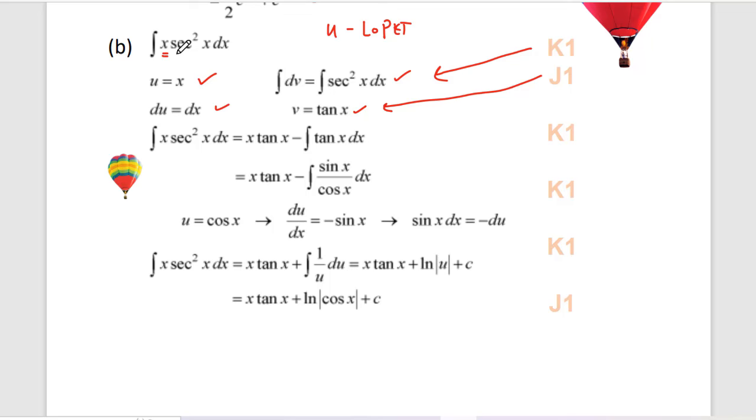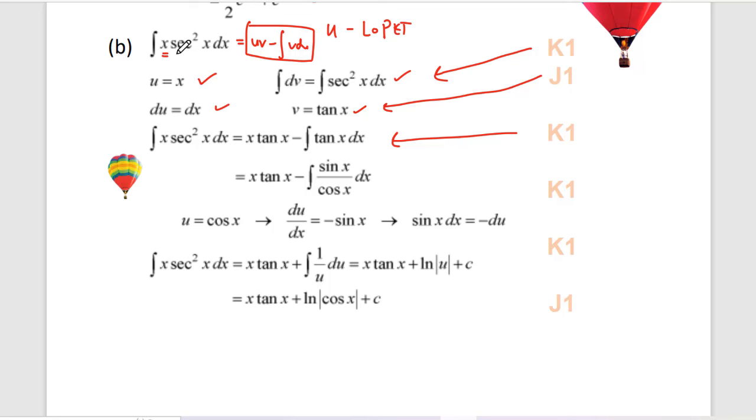Kemudian masukkan dalam formula. Formula dia apa? Formula dia adalah uv minus integrate v du. So, yang ni kena ingat lah. So, just masukkan, ini dapat K1, masukkan dalam formula. Dan nampak dekat sini, awak kena integrate lagi ni. Integrate tangent X. So, tangent X ni kita boleh tukar dia jadi sin X over cos X. So, daripada sini pula kita gunakan substitution. Sebab kita tak boleh nak direct integrate.